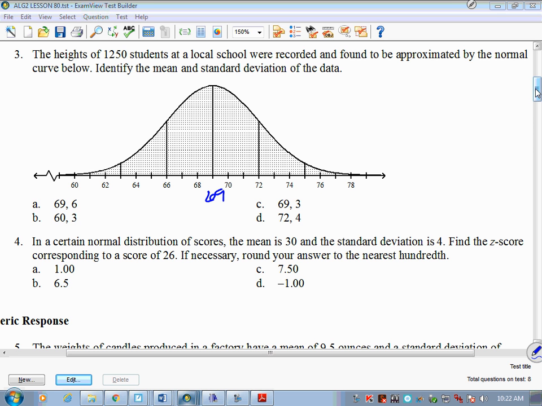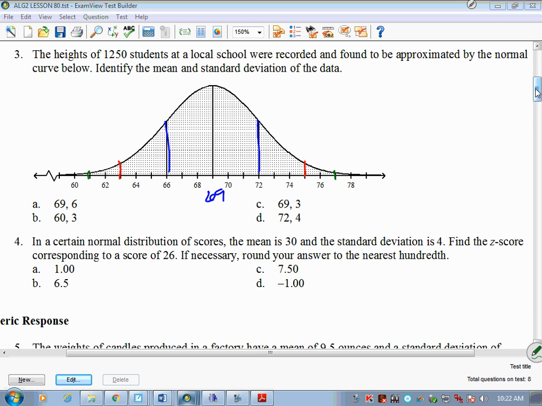Now, what they're showing you here is that this is one standard deviation. This is the second standard deviation. And this is the third standard deviation. All right? So how do I find what the standard deviation is?